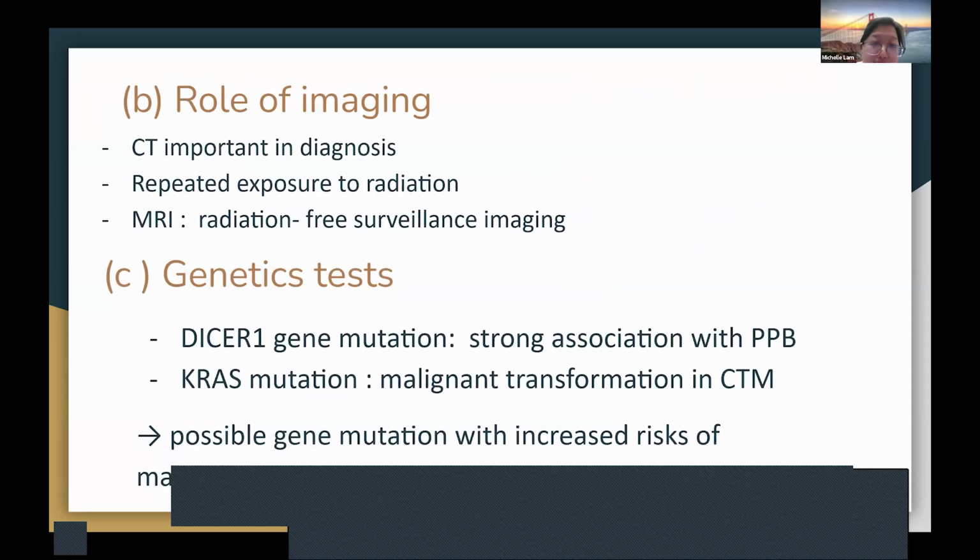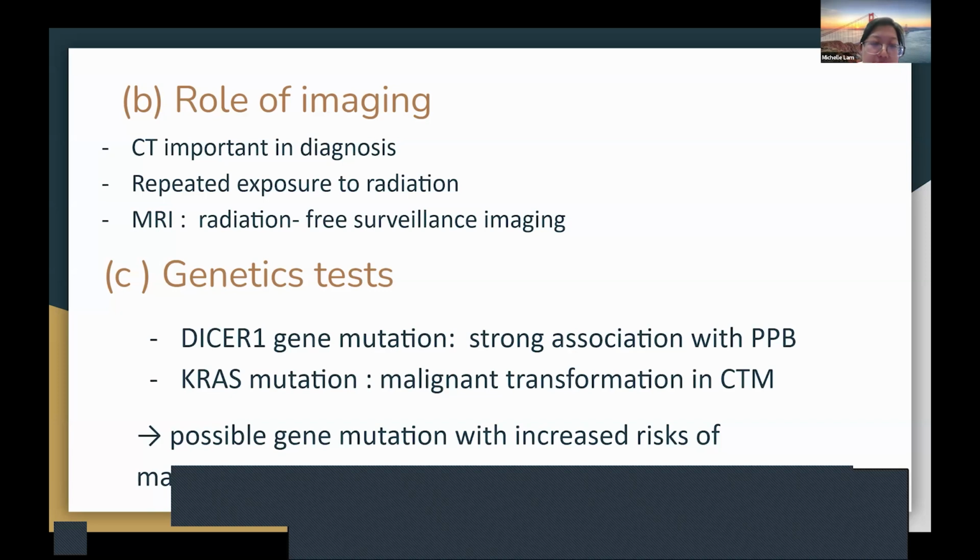Another thing that comes out from this study is the role of imaging. CT was very important in the diagnosis of CTM. However, repeated exposure to radiation, especially during the surveillance, will be a concern, especially in these pediatric groups. Therefore, in the future, MRI as radiation-free surveillance imaging will be recommended.